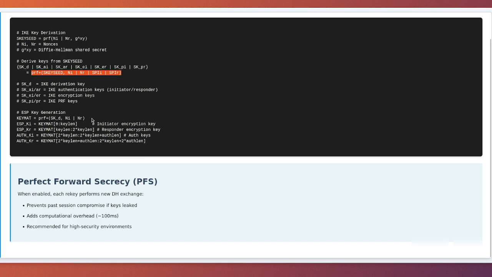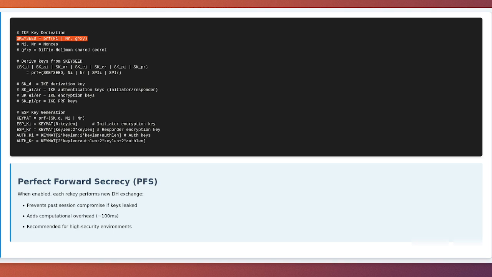When PFS is enabled, each IPsec SA rekey performs a new Diffie-Hellman exchange, ensuring that compromise of one set of keys does not affect past or future communications. Without PFS, child SAs are derived from the IKE SA's key material, creating a dependency that could allow an attacker who compromises the IKE SA to decrypt all child SA traffic. While PFS adds computational overhead, it is considered essential for high-security environments.